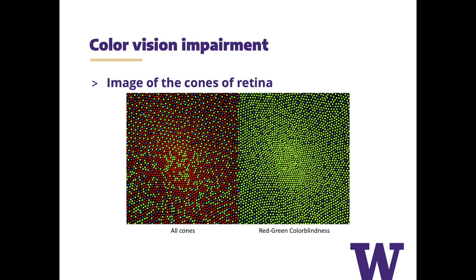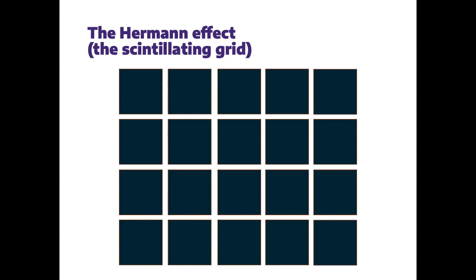Now, another way that your eyes kind of play tricks on you is by filling in blanks. So I'm going to show you another image, and if you have photosensitivity to patterns, you might want to look away for this next part. Okay, so this is called the Hermann effect, and notice that there are dark squares, and each of these dark squares is bordered by a white grid.